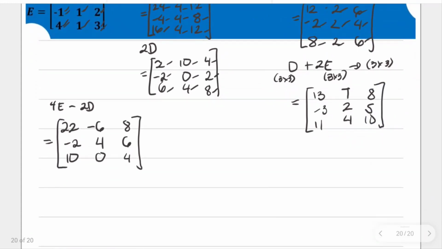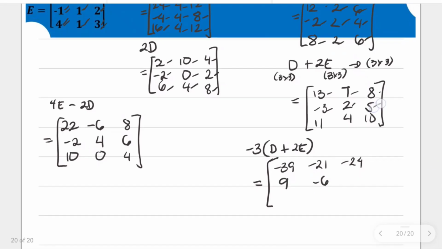And finally, we're going to multiply that by the scalar negative 3. So the result would be negative 3 times 13 is negative 39. Negative 3 times 7, negative 21. Negative 3 times 8, negative 24. Negative 3 times negative 3, 9. Times 2, negative 6. Times 5, negative 15. Times 11, negative 33. Times 4, negative 12. Times 10, negative 30. So this is the result for the given.